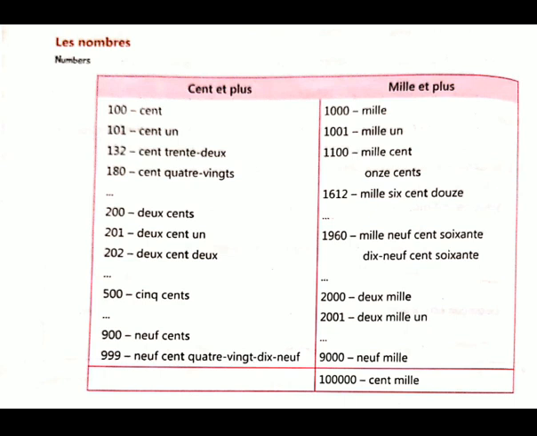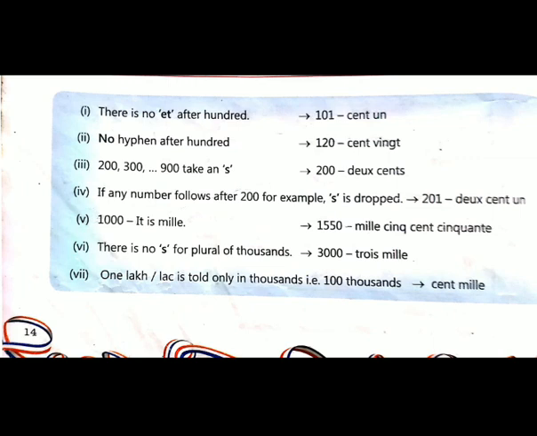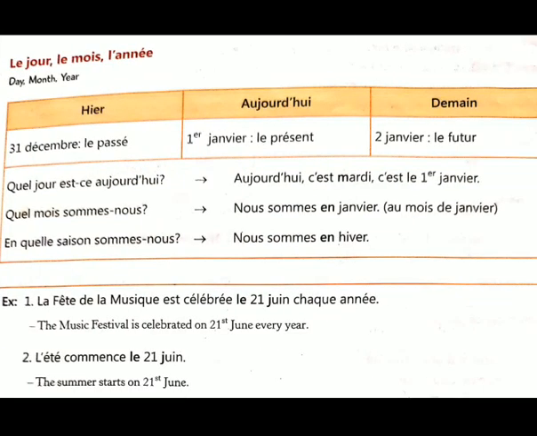We have done the numbers up to 1 lakh. I hope now you are able to speak the counting 1 to 1 lakh in French. So we have done page 14. Today we will do page number 15. On page number 15, there is the topic le jour, le mois, l'année, which means day, month and year.